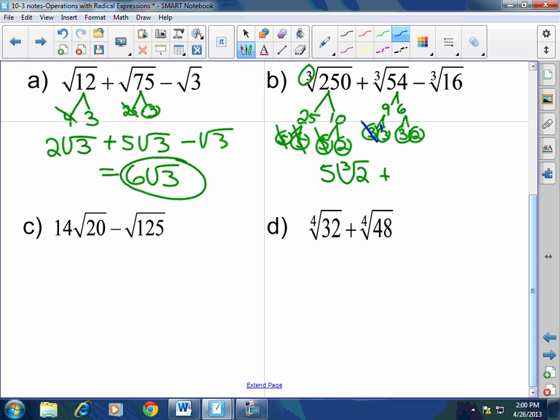Excellent, dude. I got a 3, and a 3 that comes out as a 3, and I got a cube root of 2 left over. Does everyone see that? Because I know you do. Good job. Talk to me, boys.